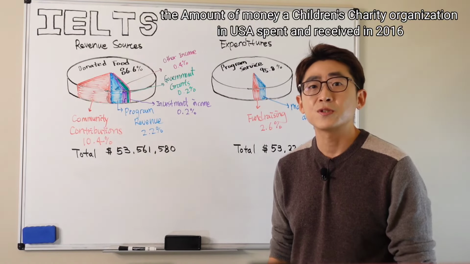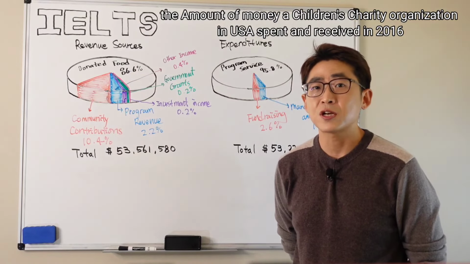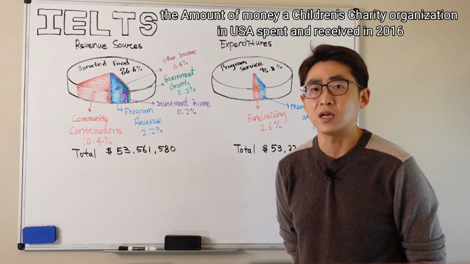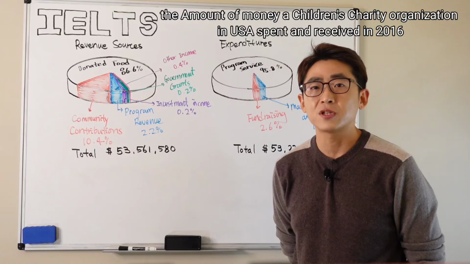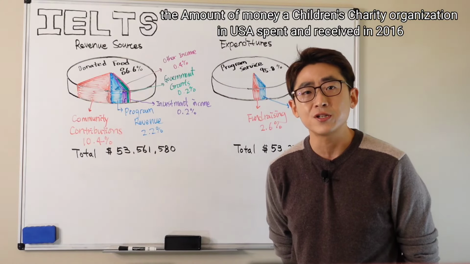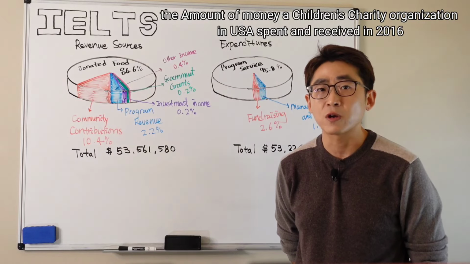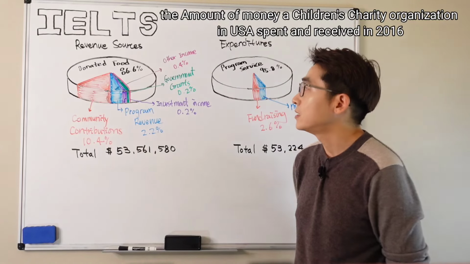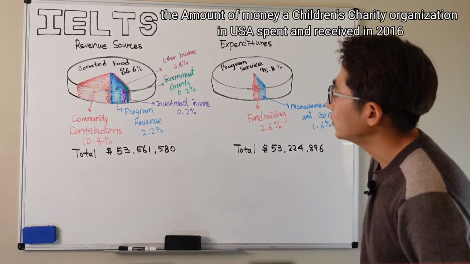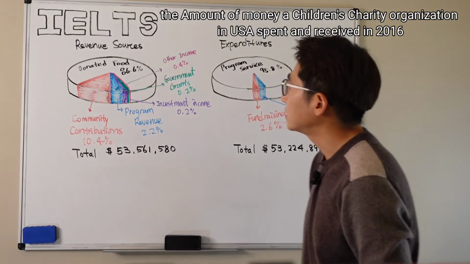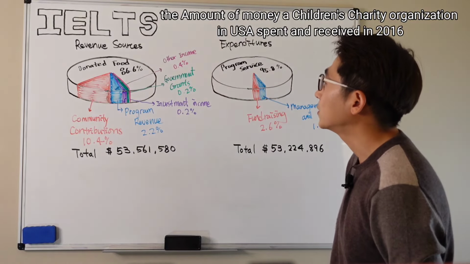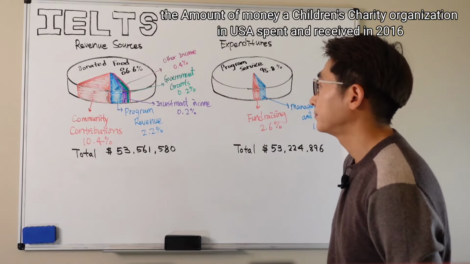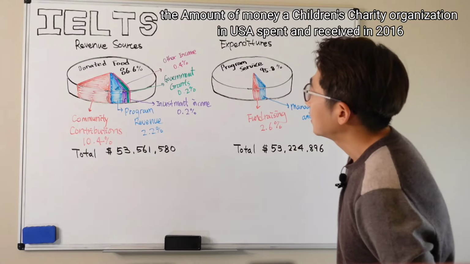This pie chart shows the amount of money a children's charity located in the United States of America received and spent in 1 year. And we need to summarize the information by selecting and reporting the main features and make comparisons where relevant, and write at least 150 words. Okay? So the first thing that we have to do is to figure out the important messages. And also, we need to do a comparison between these two pie charts. Okay? So let's do that first.